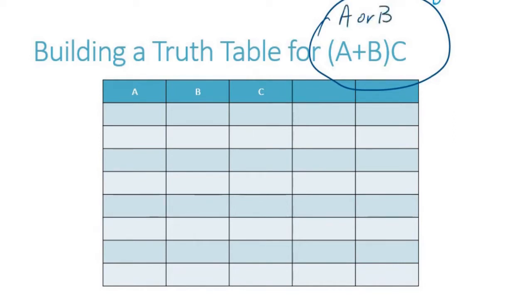So when we look at our three inputs, we're going to be determining first what the output is for A or B, for an OR gate. And then A or B is being multiplied by C. Multiplication, that's an AND gate. So once we determine what A or B is, we'll look at what happens when we run inputs from A or B and C through an AND gate.